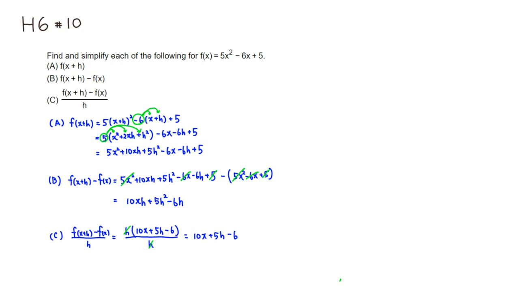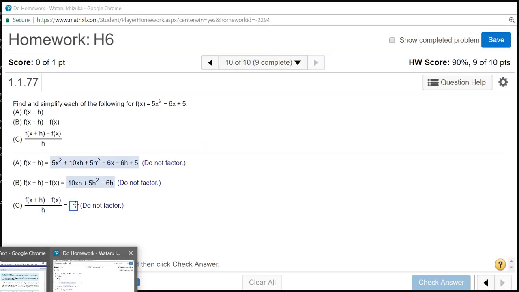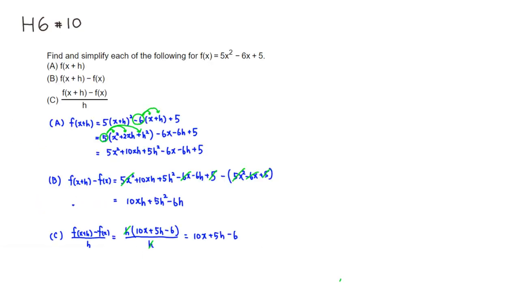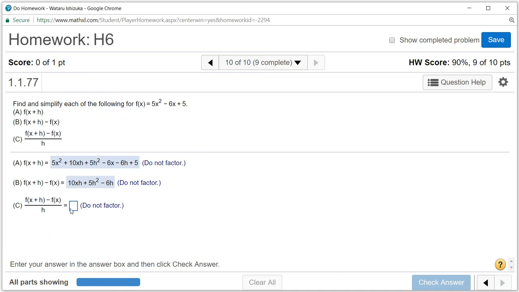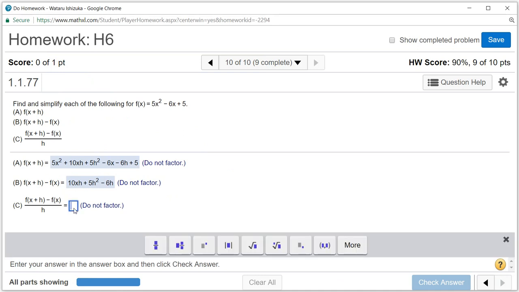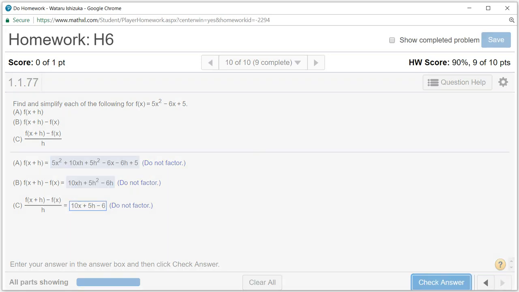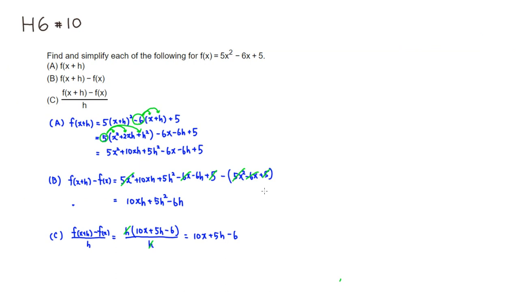So let's type that in. So we got 10x plus 5h minus 6. Let's check the answer. Got that. That's it. I hope that this was clear.